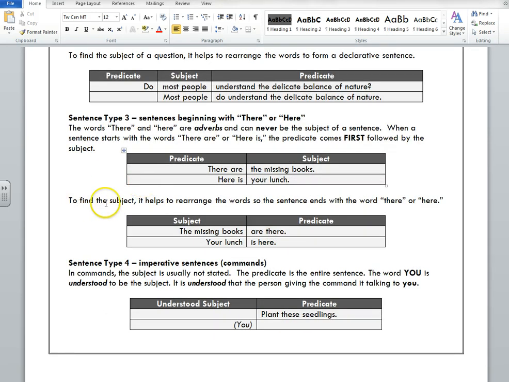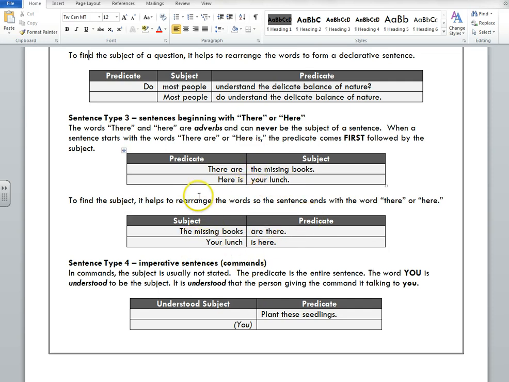Okay? You can reorder it. You can rearrange it so that it ends with the there or here instead of begins. So instead of saying there are missing books, you would say the missing books are there. Here is your lunch becomes your lunch is here. And now we have the traditional S-V division.